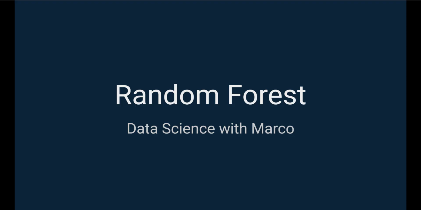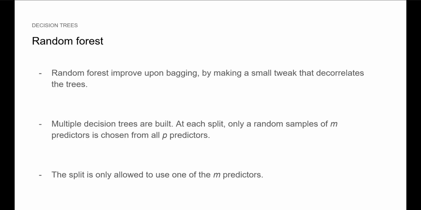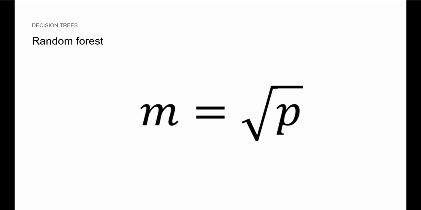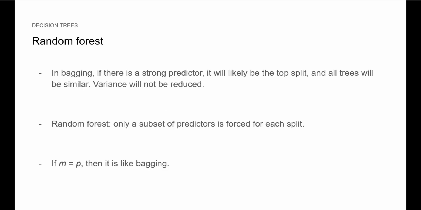Let's see how random forests can also improve the quality of our predictions. Random forest provides an improvement over bagging by making a small tweak that decorrelates the trees. Again, multiple trees are grown, but at each split, only a random sample of M predictors is chosen from all P predictors, and the split is only allowed to use one of the M predictors. Typically, M is the square root of P. Now, how is that a good thing?